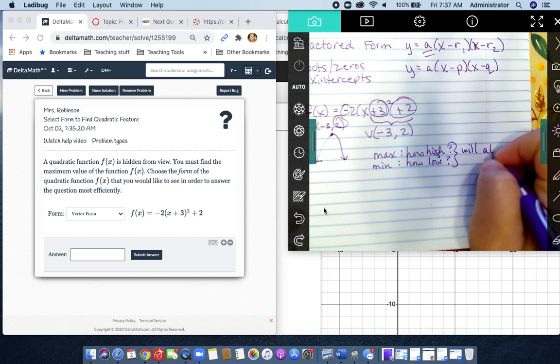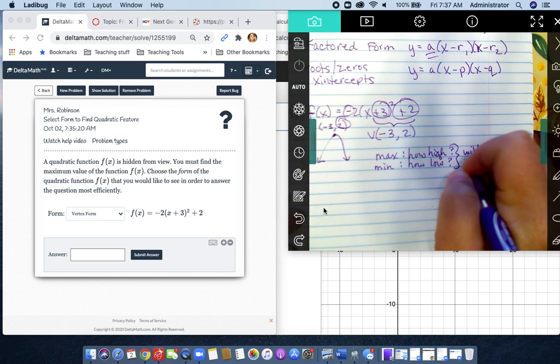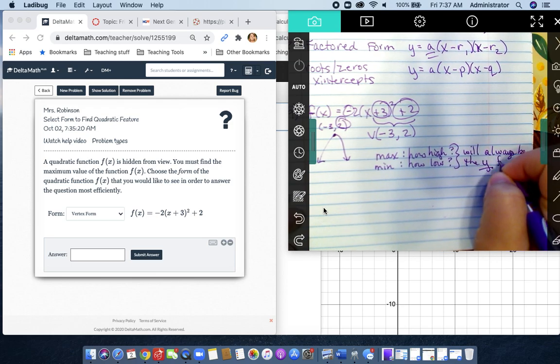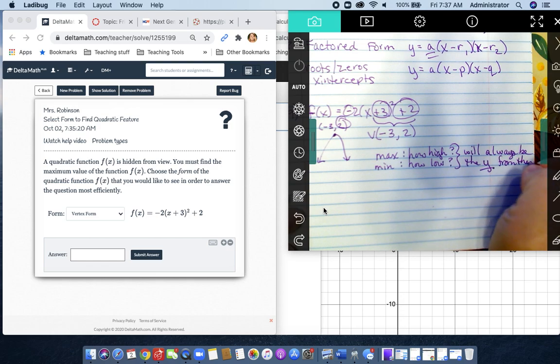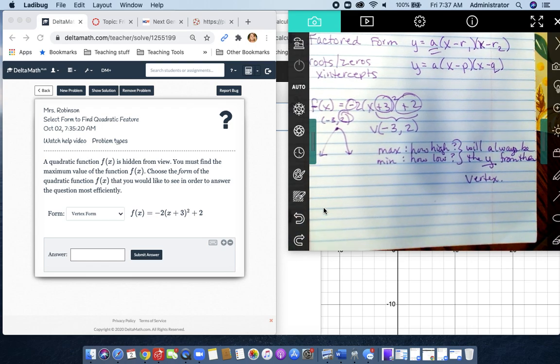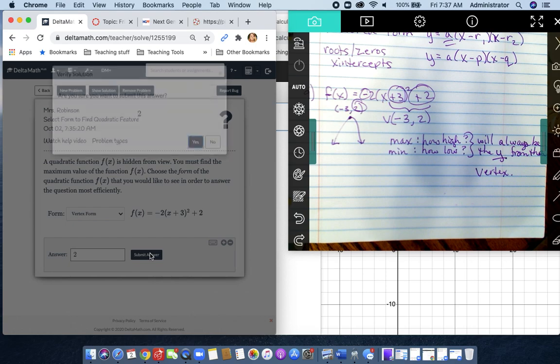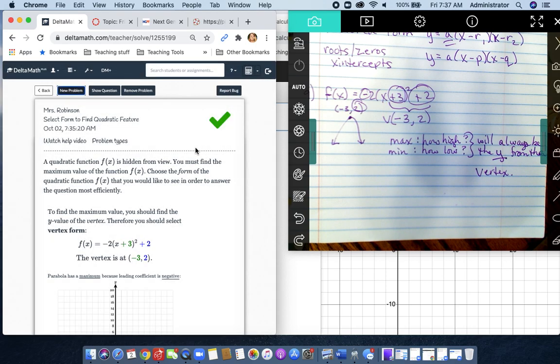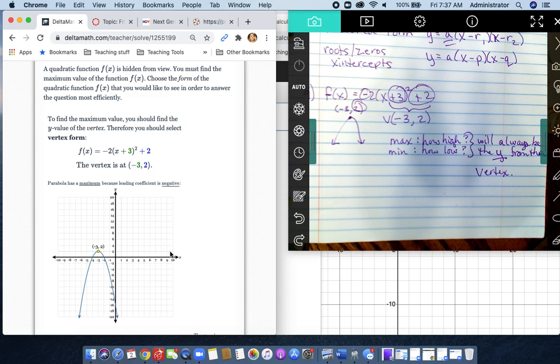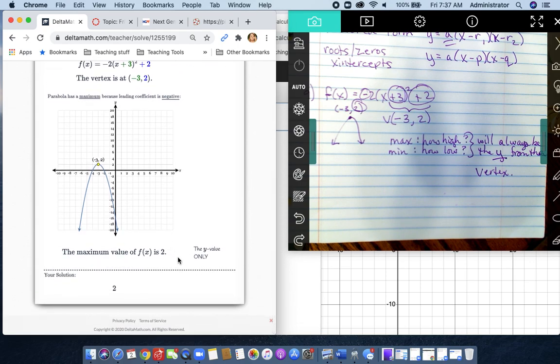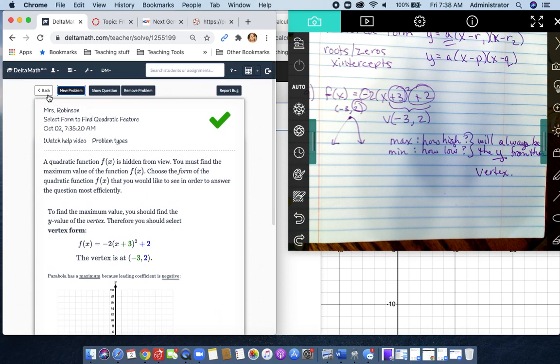Will always be the y from the vertex. Every time you are asked, what is the max? What is the min? Will always be the y from the vertex. So, in other words, I can look right here and just go, oh, that's the y from the vertex, so my max is 2. And that's correct. So see how they didn't want me to put the ordered pair? They wanted me to put the answer, the max value of the function is 2. It is the y value only. The y tells you how high or low because that's your up-down shift, okay? So that takes care of that.